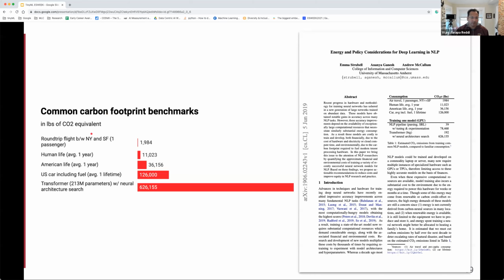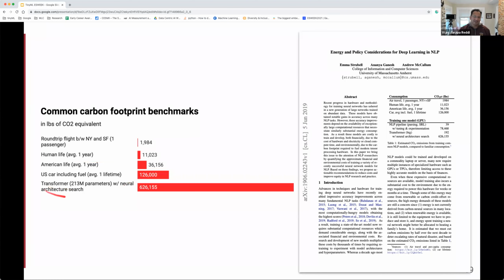This is in pounds of carbon dioxide. If you take a flight from the West Coast to the East Coast and vice versa, that's about 2,000 pounds of carbon dioxide. This is about a human life on average, about 11,000 something. American life, I don't know what the difference is here particularly. But if you look at a US car, that's 126,000 pounds of carbon dioxide.